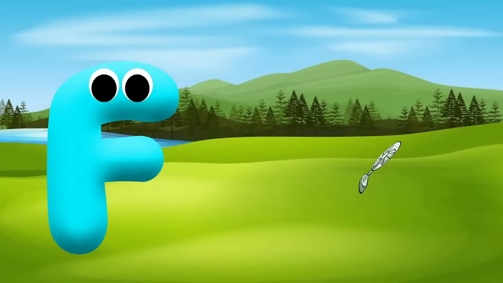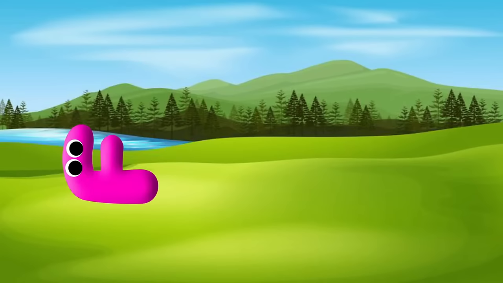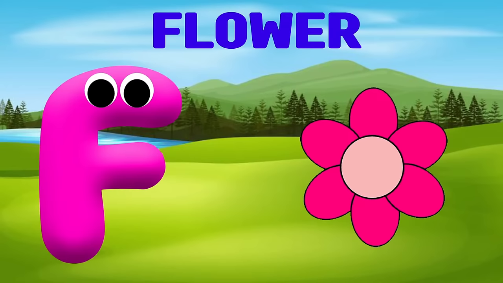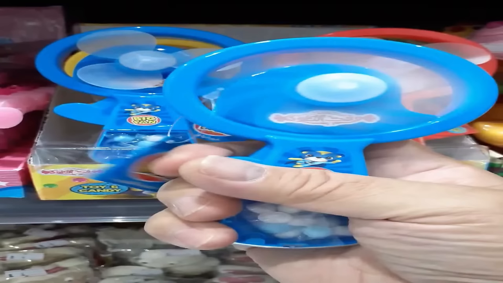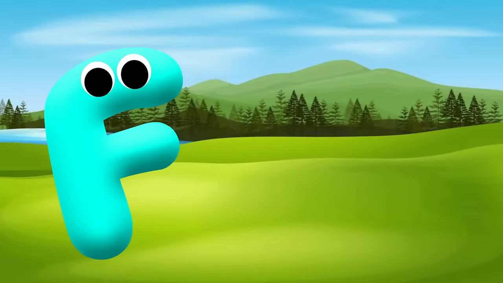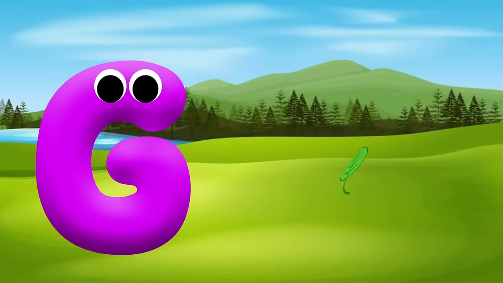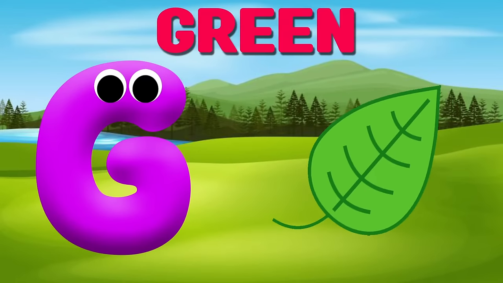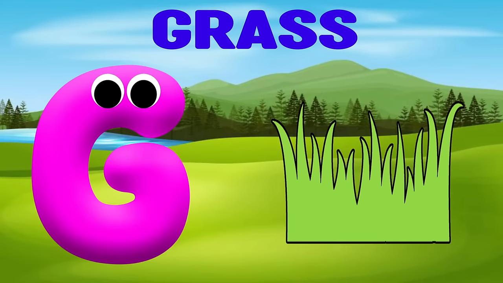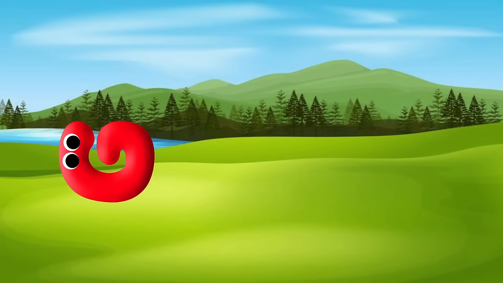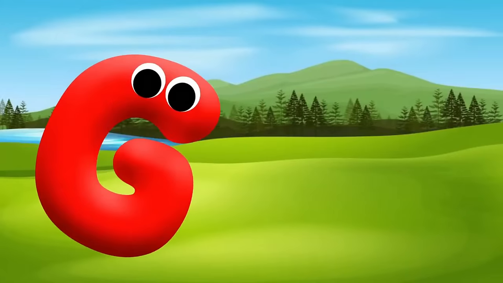F is for fan. F, f, fan. F is for flower. F, f, flower. G is for green. G, g, green. G is for grass. G, g, grass.